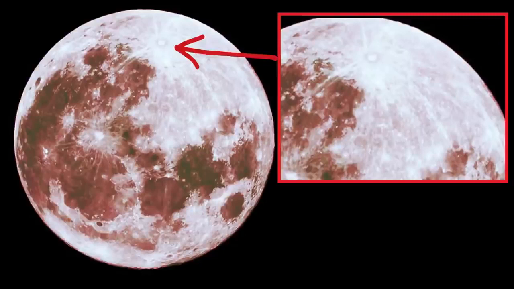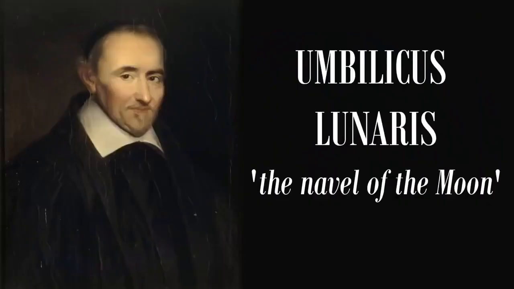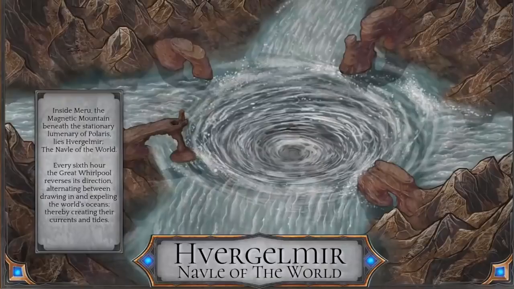For instance, another 17th century Masonic astronomer named Pierre Gassendi called it Umbilicus Lunaris, the navel of the moon, which is interesting as Norse mythology uses the same simile of the navel to describe Hvergelmir, the whirlpool in the center of our realm.